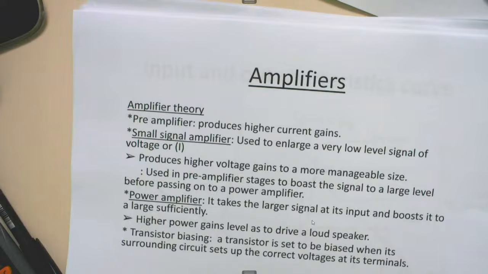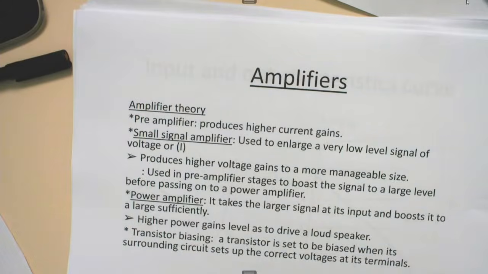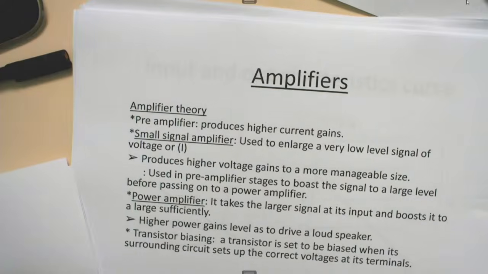So here, let us go in with this one. In here it says amplifier theory. Then you've got a pre-amplifier. It produces high current gains, which is your small signal amplifier. It is used to enlarge a very low level signal of the voltage. You've got two types of amplifiers in this case. You've got the small signal amplifier, and you also have the power amplifier.